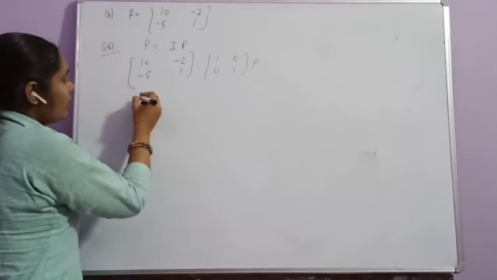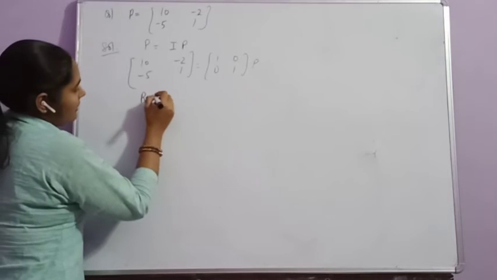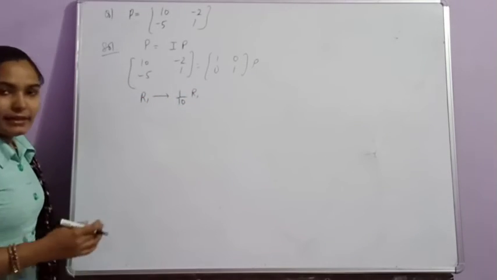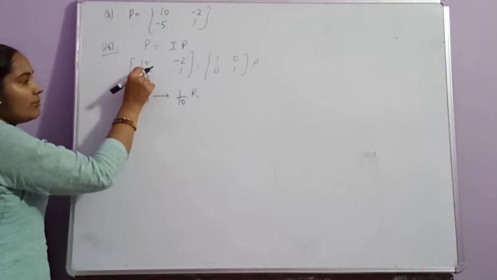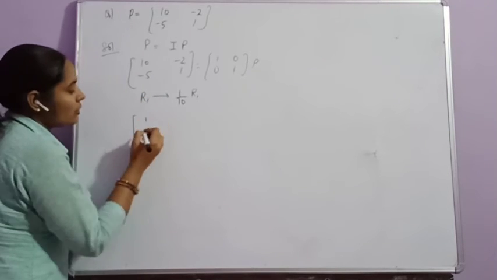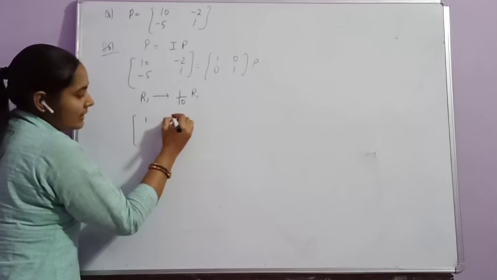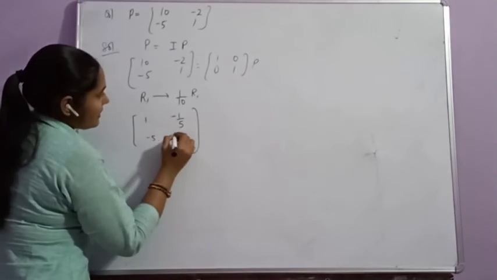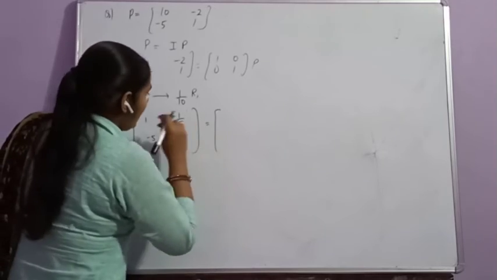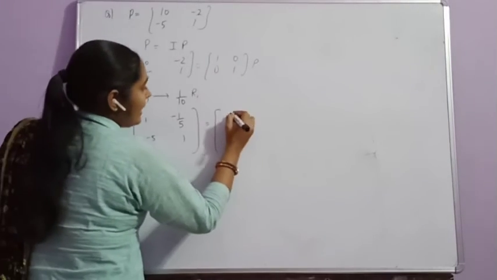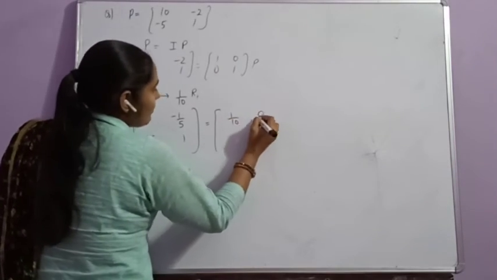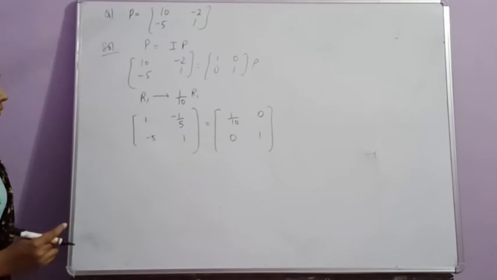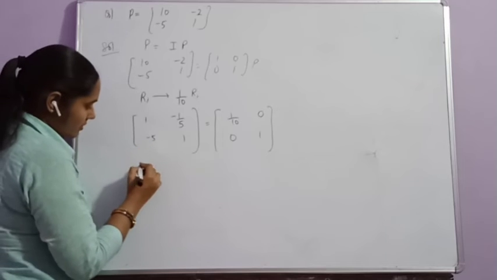Clear? Now R1 becomes 1 by 10 of R1. We divide the first row by 10, then it will be 10 by 10, that is equal to 1, minus 2 by 10, that is minus 1 by 5. The elements of the second row will remain the same. Here, 1 by 10, 0 by 10 is equal to 0, 0, 1. Now we have to form 0 here.